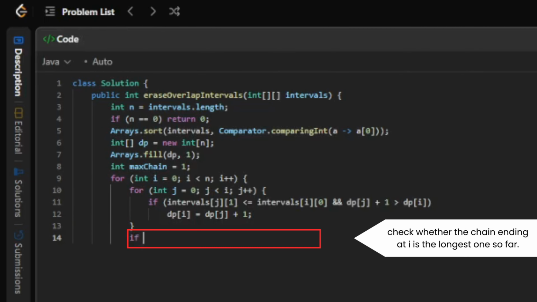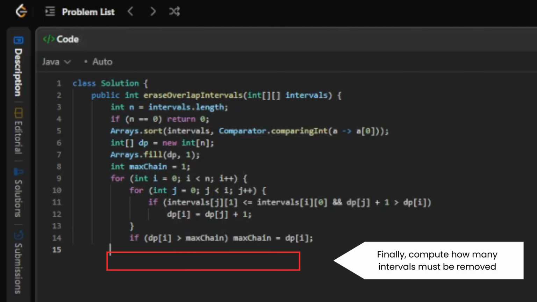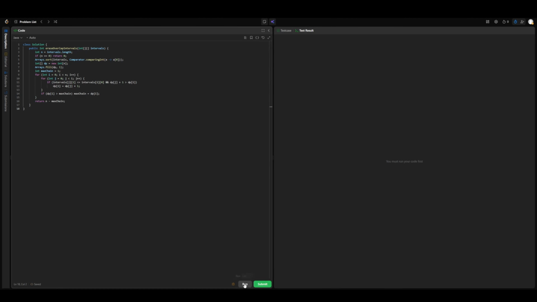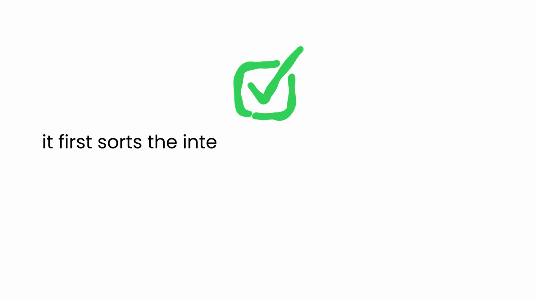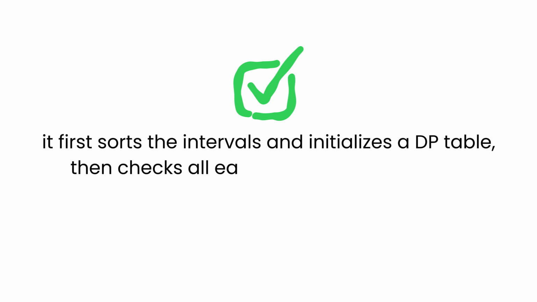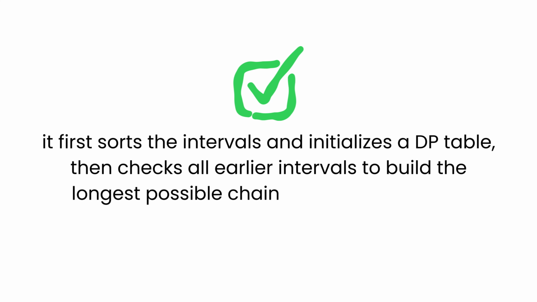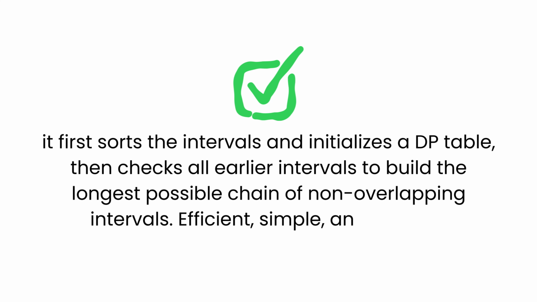After processing all earlier intervals for i, we check whether the chain ending at i is the longest one so far. If it is, we update maxChain. Finally, we compute how many intervals must be removed. n is the total number of intervals. maxChain is the largest number of intervals we can keep without overlap. So the rest, n minus maxChain, must be removed. And that's how this algorithm works. It first sorts the intervals and initializes a dp table, then checks all earlier intervals to build the longest possible chain of non-overlapping intervals.